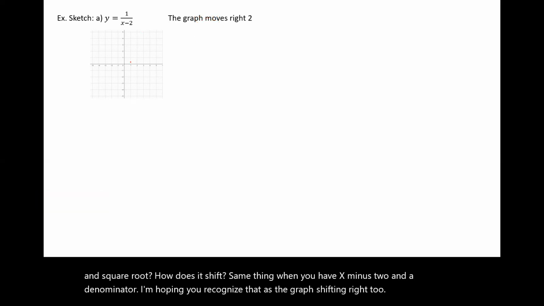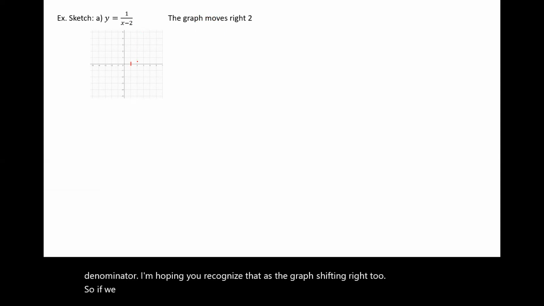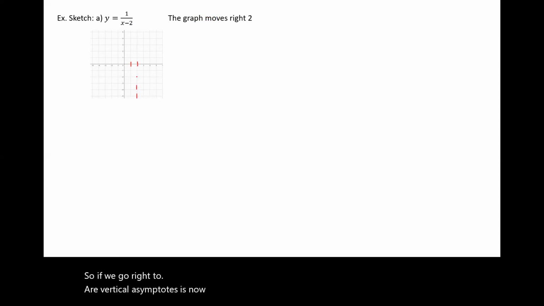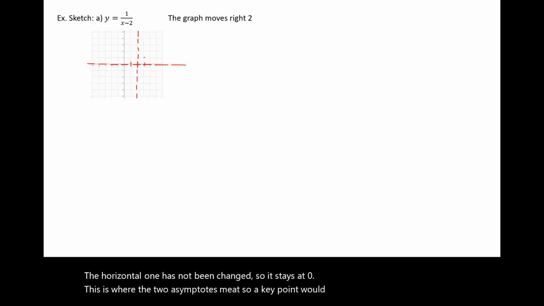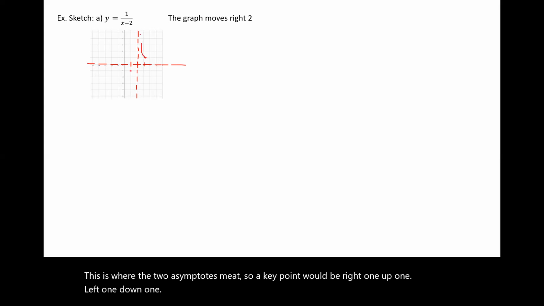So if we go right 2, our vertical asymptote is now shifted right 2. So there's our new vertical asymptote. The horizontal one has not been changed, so it stays at 0. This is where the two asymptotes meet. So a key point would be right 1, up 1, left 1, down 1. And then we approach our asymptotes.